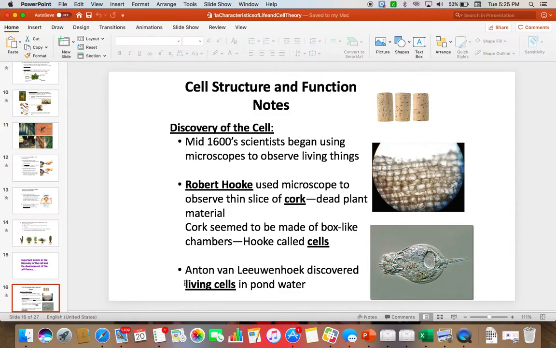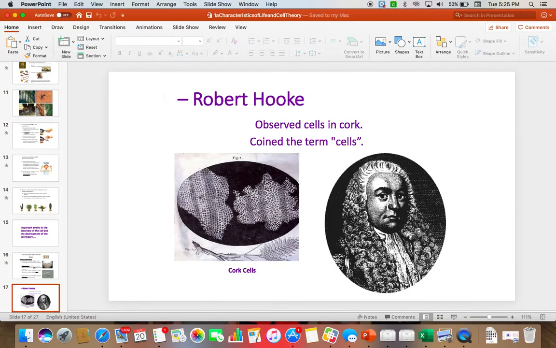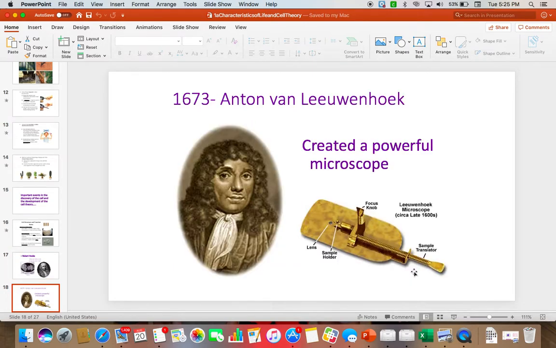Then, of course, the next guy was Leeuwenhoek, and he lived about the same time. He was the first one to observe living cells. And so this is what Hooke looked at up here. This is what Leeuwenhoek looked at. So this is a protist down here. He saw that in pond water. So here's Hooke, here's Leeuwenhoek, here's his microscope. Remember, he held it up to his eye and looked through the lens like that.